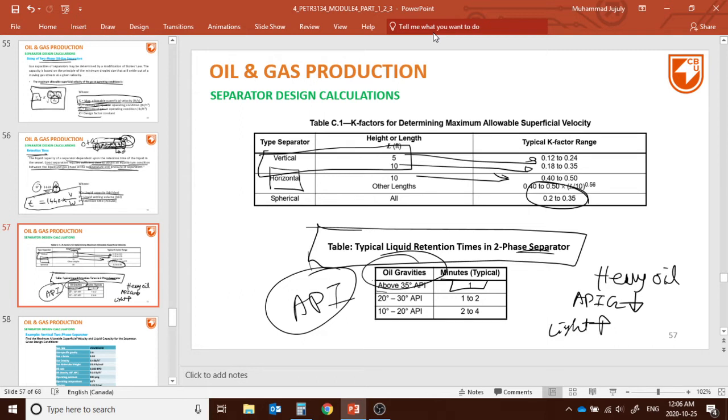That makes sense, right? Because if the crude oil is lighter, it will evaporate, and the gas dissolved in the crude oil will be released in less time. But if the crude oil is heavier, then it will take more time. So the retention time will be longer.